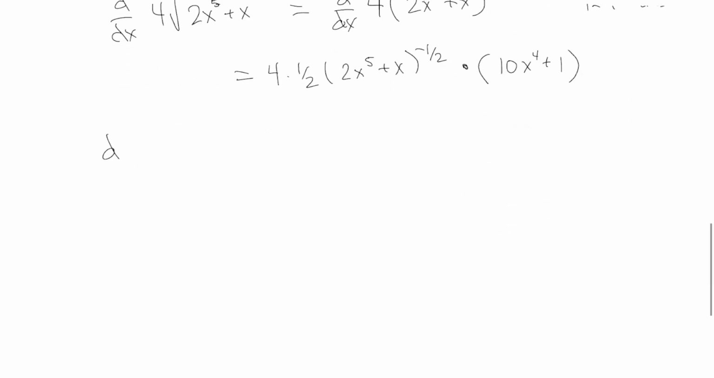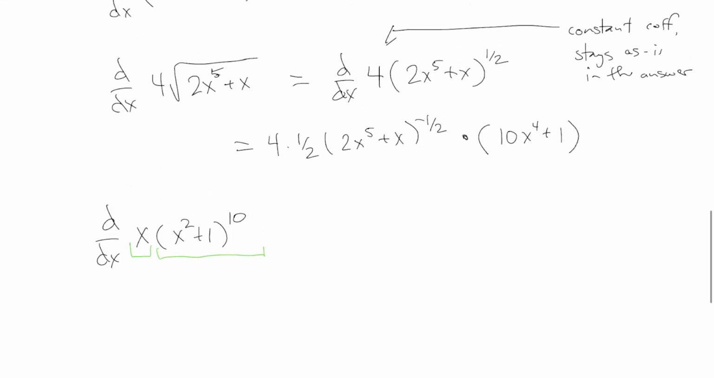So this one is really sort of significantly different. How about that? x times (x squared plus 1) to the 10. What's different about this, something you see here which you didn't see in any of the others, is actually this is two things multiplied together. There's this part and this part. All right? This was not the case in any of the other examples.